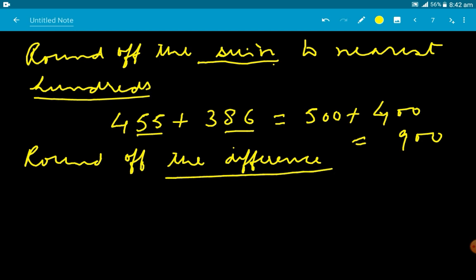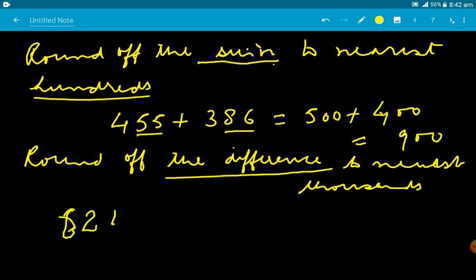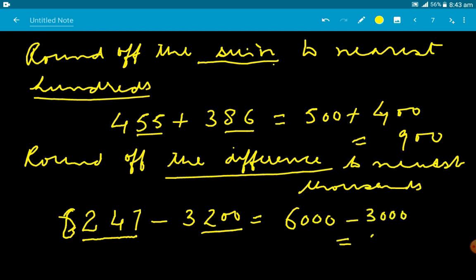So round off the difference to the nearest 1000. The numbers are 6247 minus 3200. Now let us round off. For 1000, half of 1000 is 500. So check, it is less than 500, so it will become 6000. This is also less than 500, so it will become 3000. So the answer is 3000.